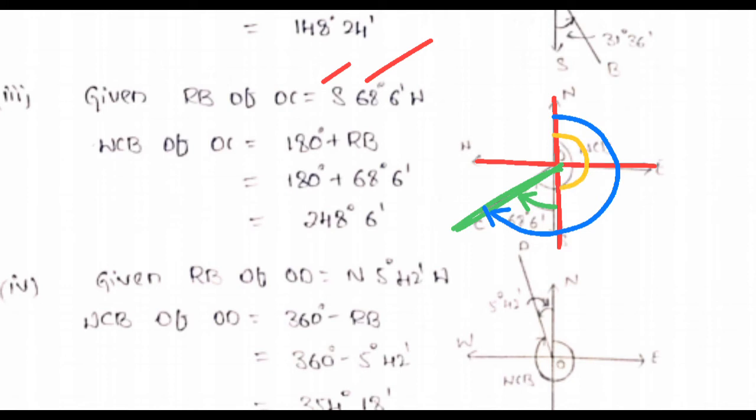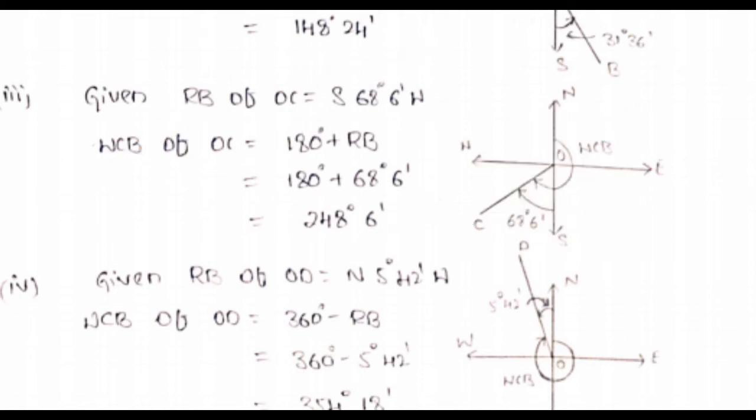So if we add this reduced bearing to this 180 degrees, then automatically we will get the whole circle bearing. How? Therefore WCB for OC is equal to the first two quadrants' angle, 180 degrees, plus RB, and then we will get the total whole circle bearing, 248 degrees 6 minutes. So this is the third one.